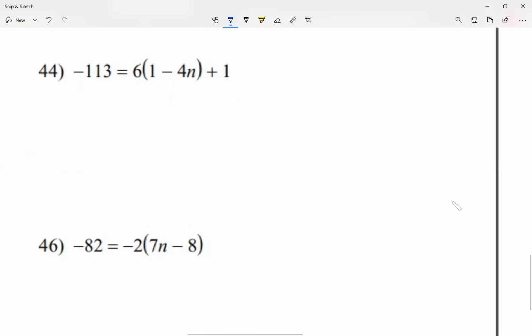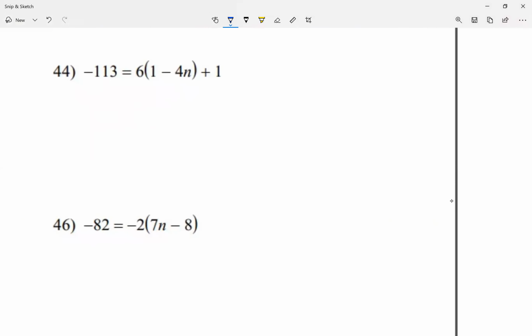Let's take a look at question number 44. Let me separate them through the equal sign. So let me separate here. And I know I'm going to have to multiply the 6 times 1 and 6 times a negative 4. Right, I have to get rid of parentheses. So I have the negative 113 equals 6 minus 24n plus 1. Remember, I went 6 times 1 and 6 times a negative 4.